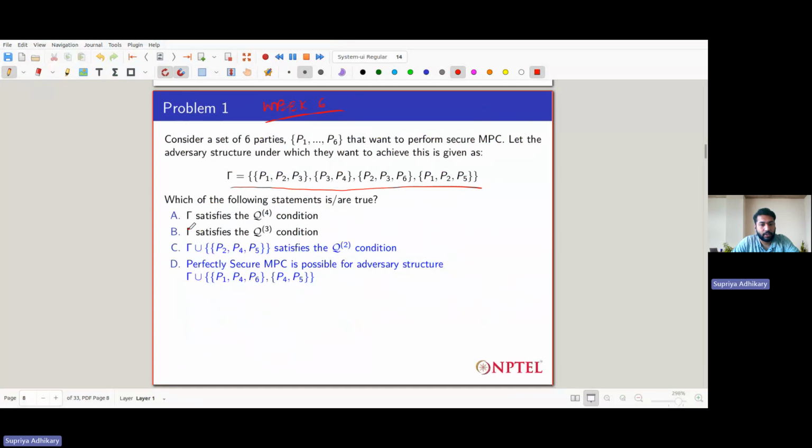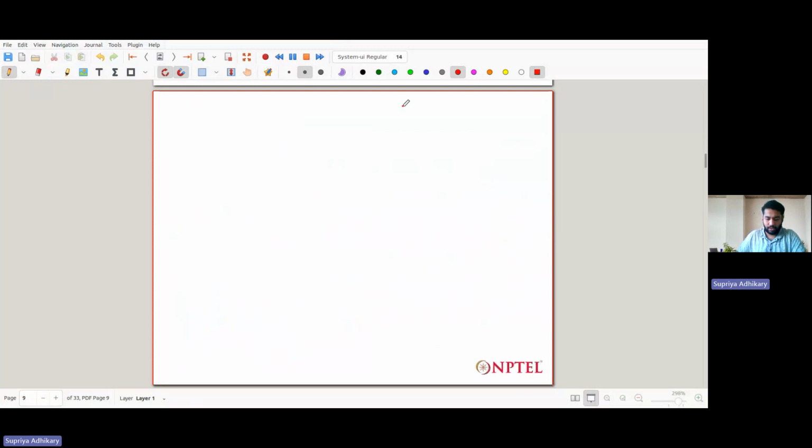The first statement is that this adversary structure gamma satisfies the Q4 condition. We have to find out if this given set satisfies the QK condition or not, where K can be 2, 3, or 4. And option D says that perfectly secure MPC is possible for this adversary structure. So first, let's recall what the QK condition was.